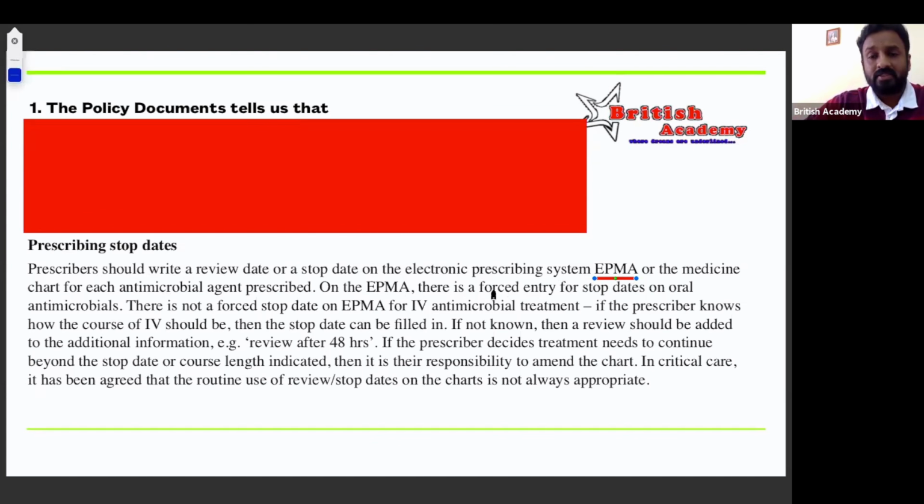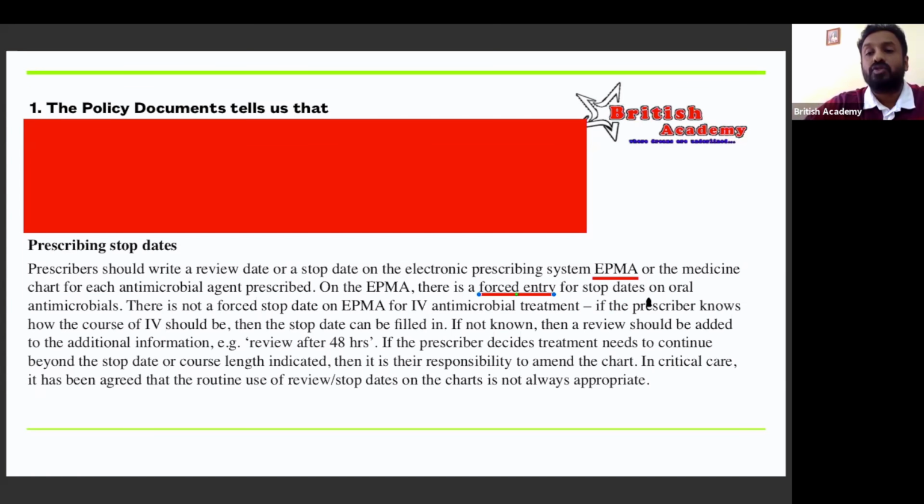On the EPMA, there is a forced entry. Forced entry means, so when you see these kinds of words, understand that forced entry means it's a mandatory thing to do, unless it will not be possible for him or her to submit it. That is important information to fill in. Sometimes when you fill the form online, you will see a star mark which says it's important information without which you cannot submit your application.